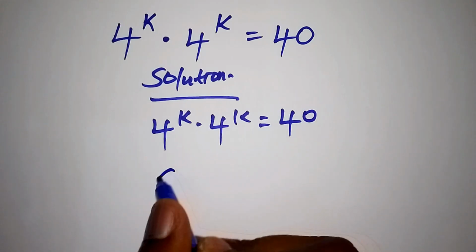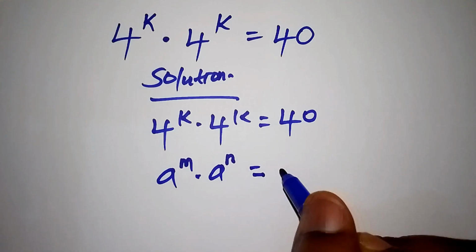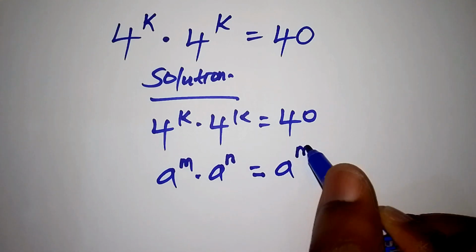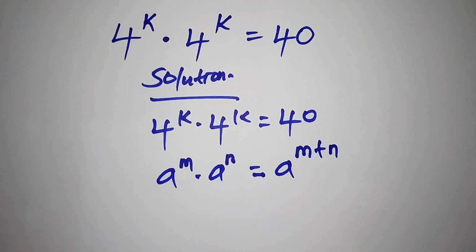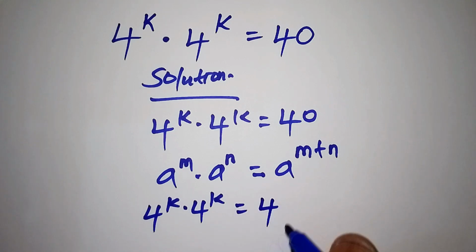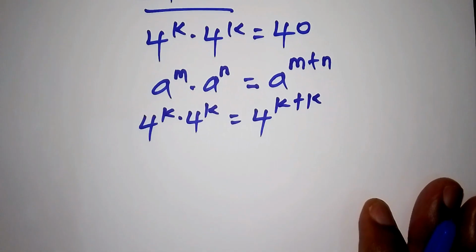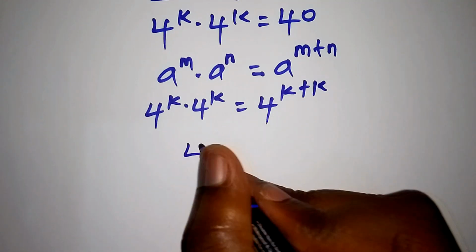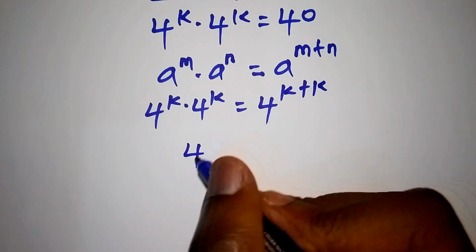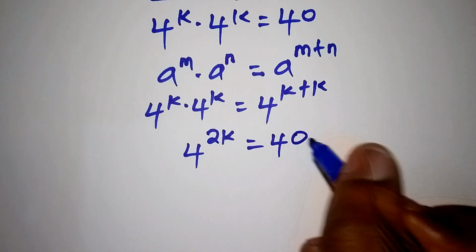Assuming that we have a to the power of m multiplied by a to the power of n, this shall be written as a to the power of m plus n using the exponential rule. So when you have 4 to the power of k multiplied by 4 to the power of k, we shall have it as 4 to the power of k plus k. That is 4 to the power of 2k, which is equal to 40.